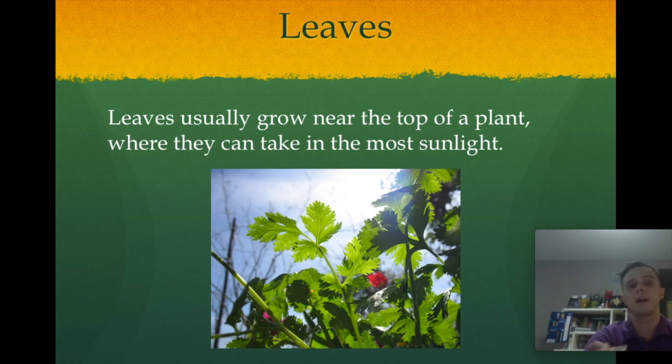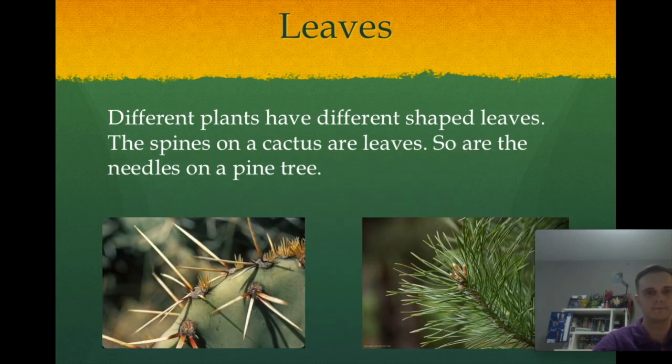So that's why leaves usually grow near the top of a plant. When you look at a tree outside, all the leaves are at the top because the tree makes sure that the leaves grow at the top where they're closest to the sun, so they get the most sunlight, so they can make the most food.